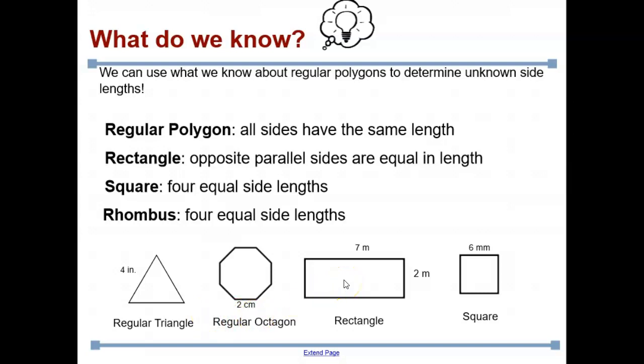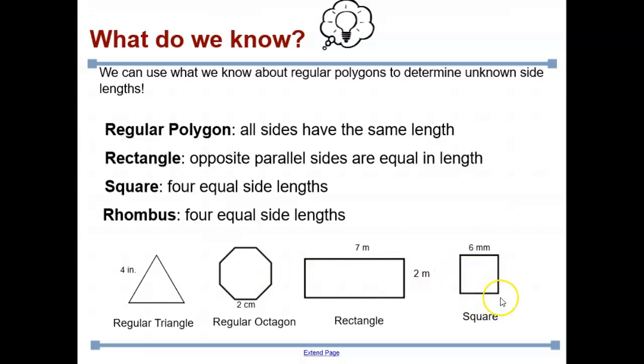You know for rectangles, the opposite parallel sides are equal. Pause the video and determine what would these 2 side lengths be and why. Absolutely, this opposite parallel side would be 7 meters because I know opposite parallel sides have equal lengths. And if this side were 2 meters, its opposite parallel side would also be, say it out loud, 2 meters because opposite parallel sides are equal in rectangles.